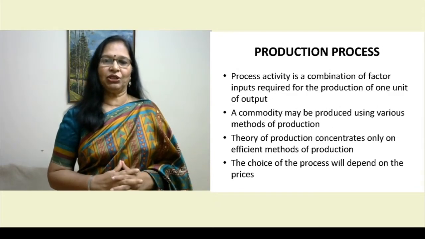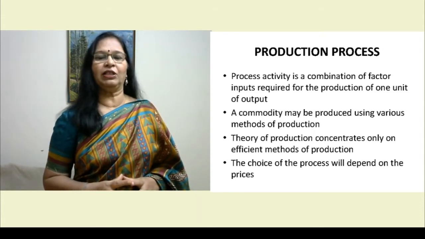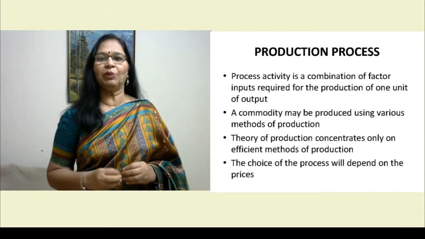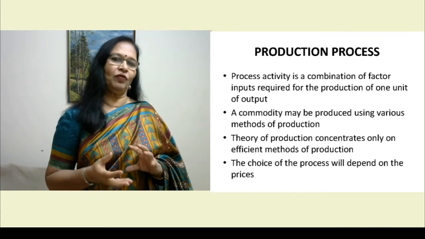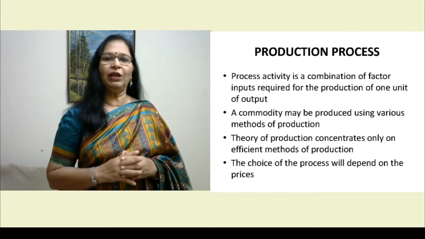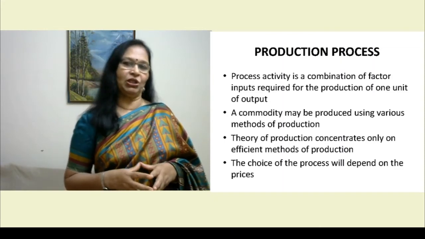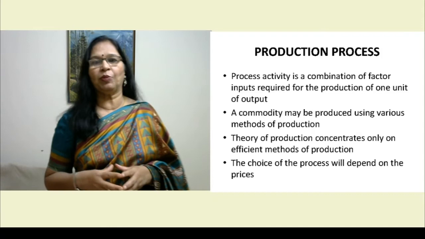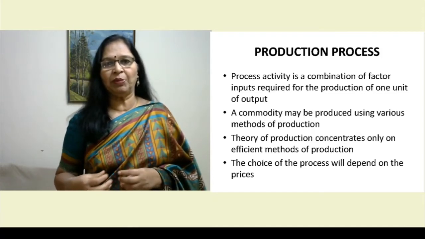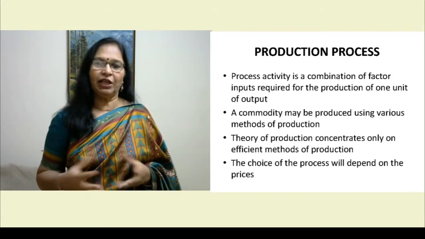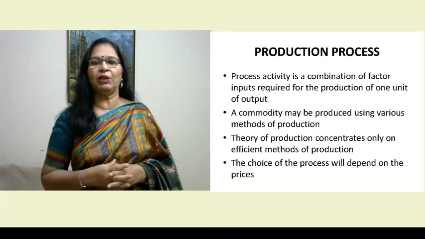Let's look into the production process itself. Production process is the combination of factors of inputs that are required for the production of one unit of output. So to produce one unit of output, what is the combination of these two, the input and output, that we require? And a commodity can be produced using different methods of production. Now when we say different methods of production, it can be a capital dependent production, it can be a labor dependent production, or it can be a technically neutral production. But nevertheless, there is a certain kind of relationship that exists between the two.